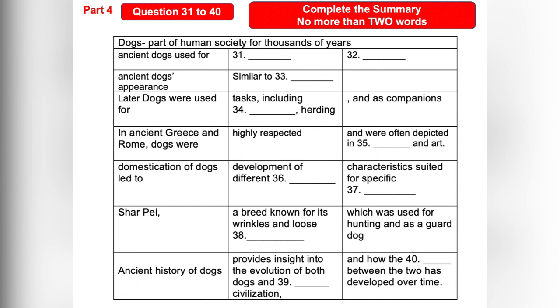In conclusion, dogs have been an integral part of human society for thousands of years. The ancient history of dogs provides insight into the evolution of both dogs and human civilization, and how the relationship between the two has developed over time. The domestication of dogs also led to the development of different breeds, each with specific characteristics suited for specific tasks. The importance of dogs in ancient cultures, as well as the various roles they played, is a testament to the enduring bond between dogs and humans.